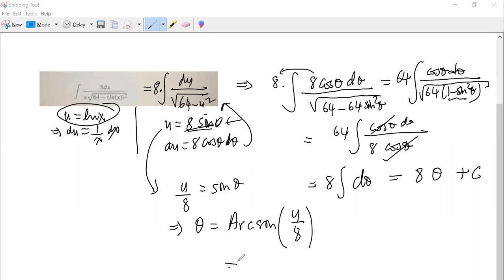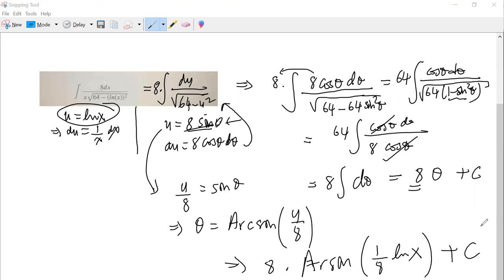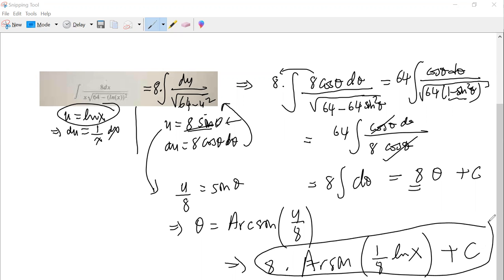And now finally, this is going to be 8 times arc sine of, so you have an 8 here, so it's going to be 8 times arc sine of ln of x over 8, and then this is going to be your final answer.